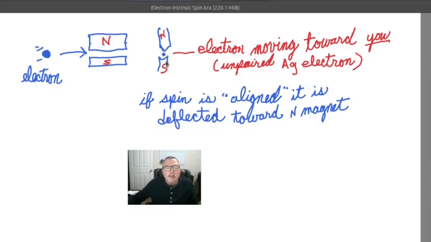So let's look at this closely. This is very important here. If it's aligned, so let's just call it aligned, who knows what that means? We'll call the spin aligned if it's deflected towards the North Pole. And if it goes the other way, towards the South Pole, then it's completely non-aligned. Wouldn't you think the spin could be kind of in between, and something in between would show up? But that's not the case. We only get two different outcomes when we measure it.